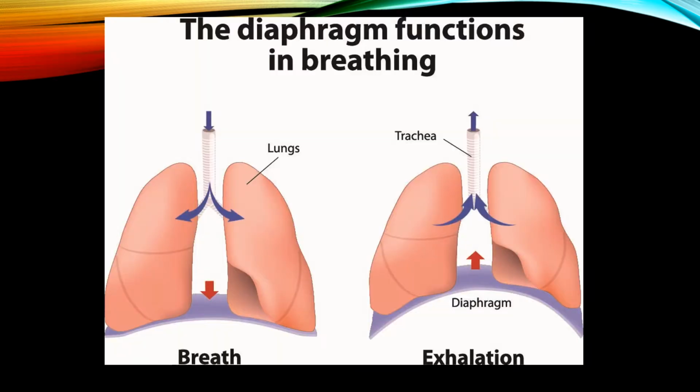Upon inhalation, the diaphragm contracts and flattens, and the chest cavity enlarges. This contraction creates a vacuum, which pulls air into the lungs. On the reverse, upon exhalation, the diaphragm relaxes and returns to its dome-like shape, and the air is forced out of the lungs.